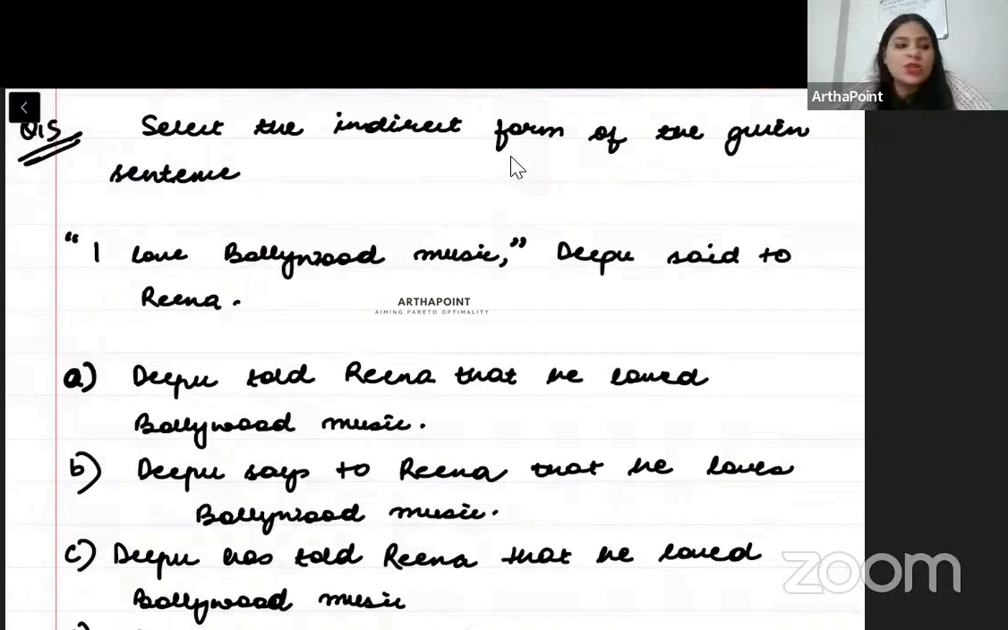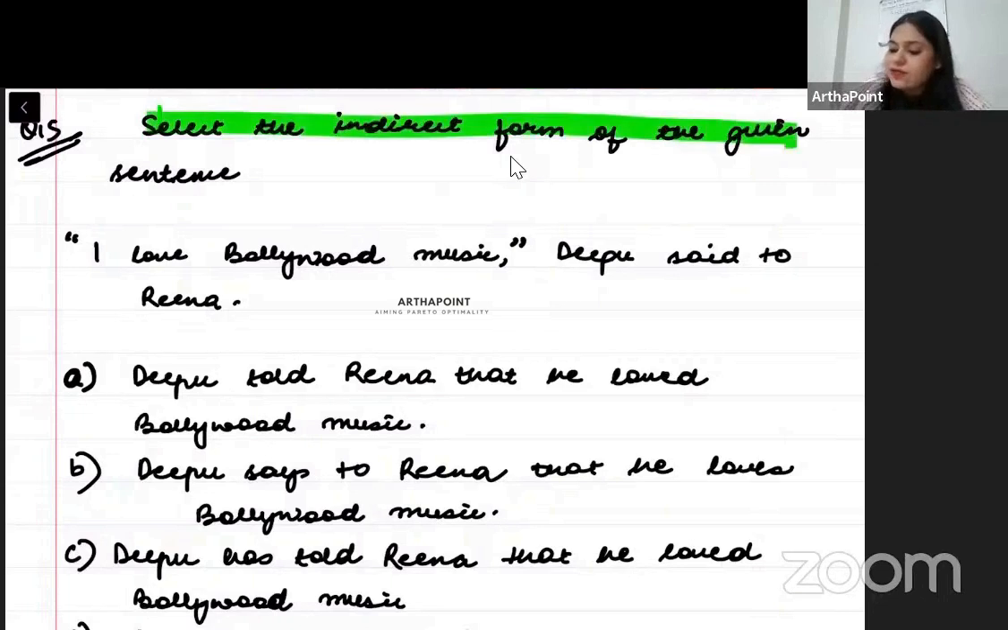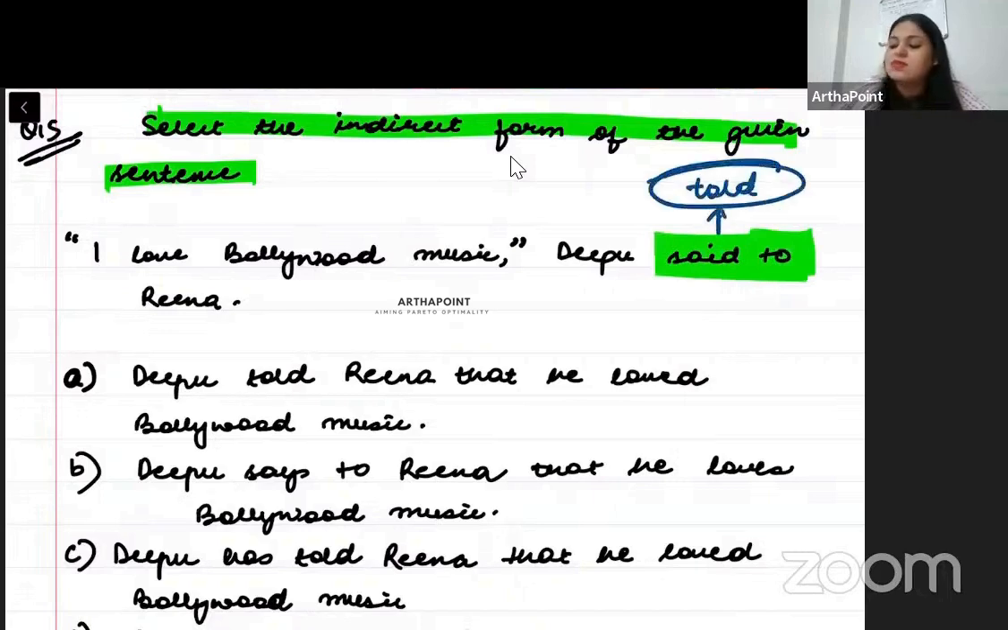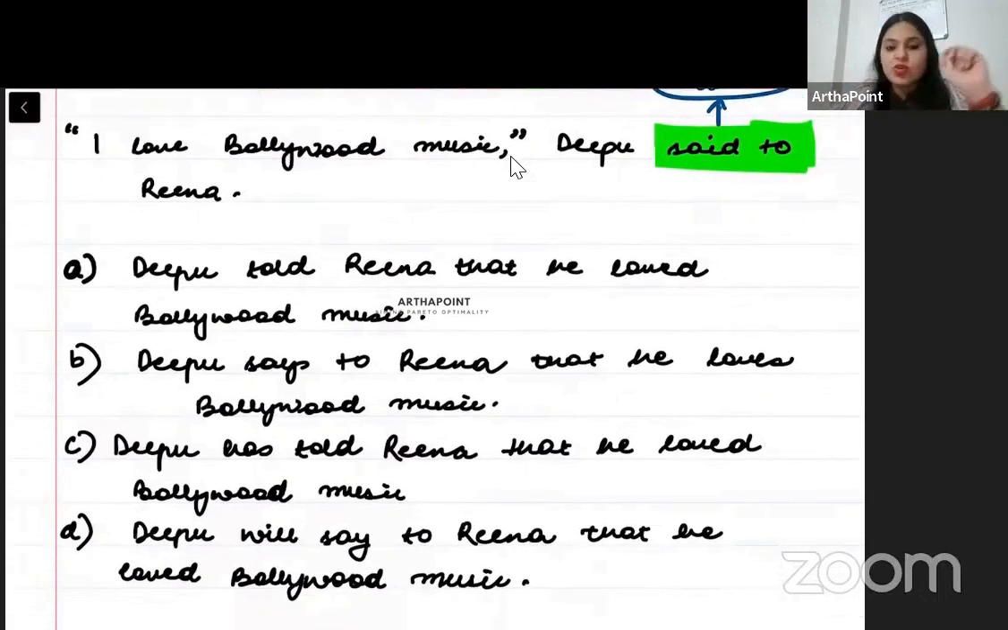You should practice some part of active, passive, direct, indirect forms also. So this is select the indirect form of the given sentence. I love Bollywood music. Deepu said to Reena. Now you should know an English rule that whenever said to comes, this said to is always converted to told. Always. If you know only this rule, you will be able to solve this question. So only told is coming here.